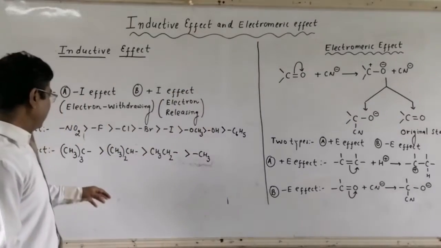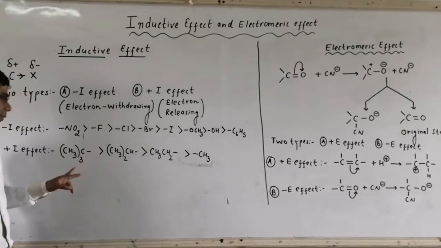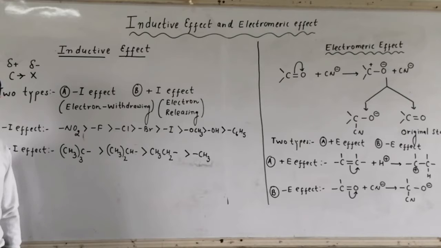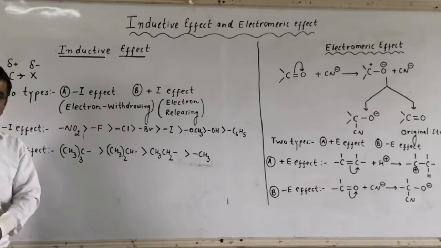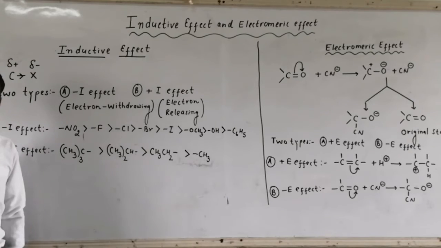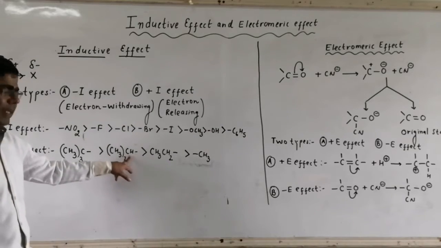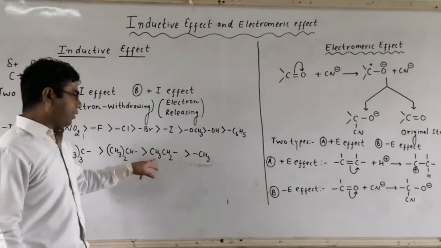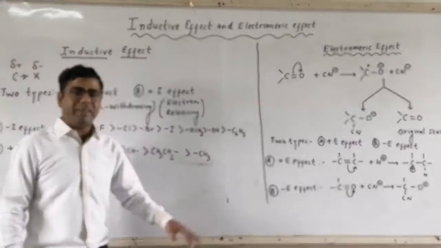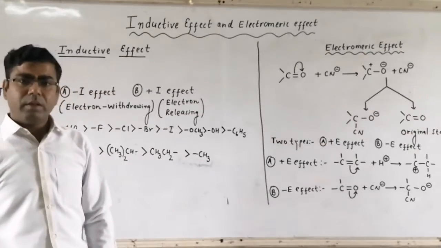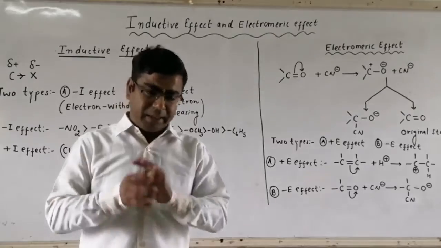While if branching is there, with the carbon atom we are having three CH3 groups attached. Then all the CH3 groups will release their electron or the bond electron towards the carbon atom. So presence of three CH3 will exert maximum plus I effect, followed by (CH3)2CH, then CH3CH2, and at last we are having CH3 group. So it is about inductive effect.